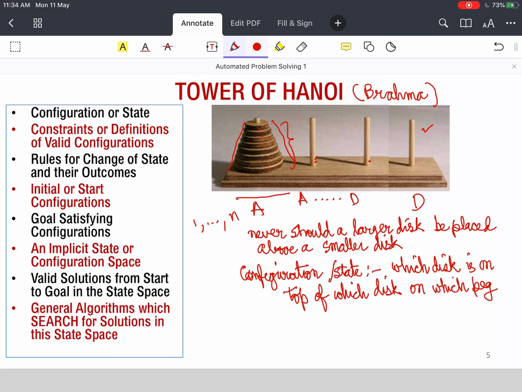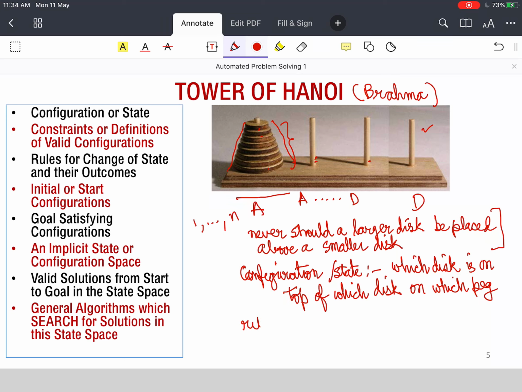And obviously you have the configuration constraints. As we mentioned, one constraint is this, and then there are other constraints. The same disk cannot be in multiple pegs, and so on and so forth. And what are the rules?